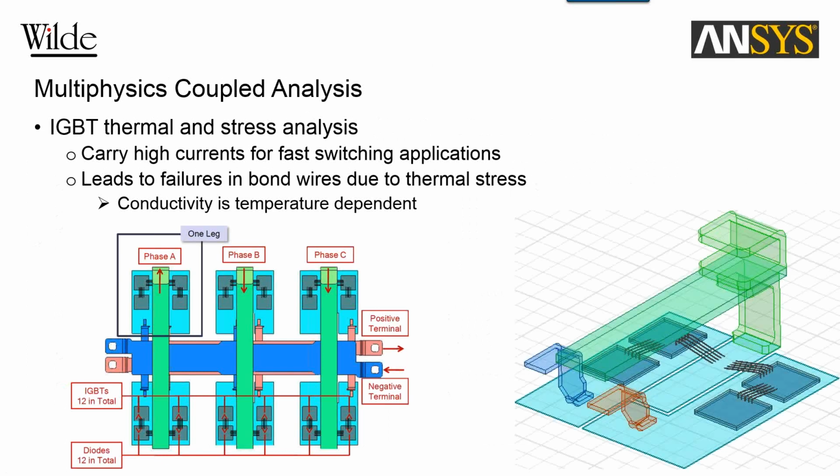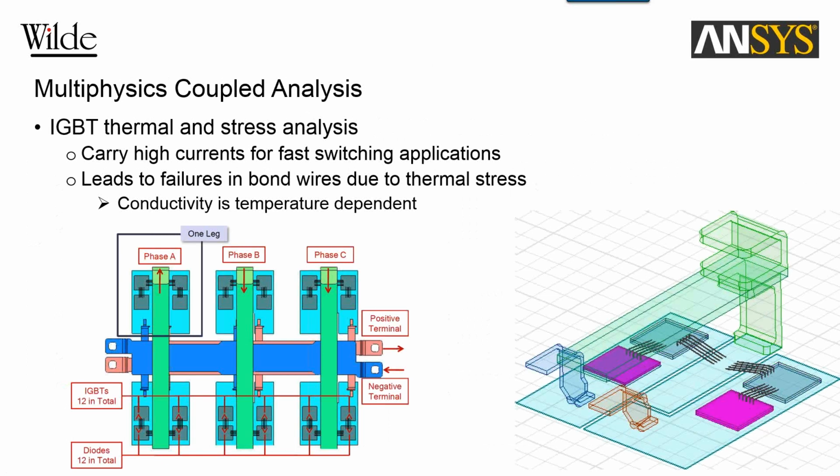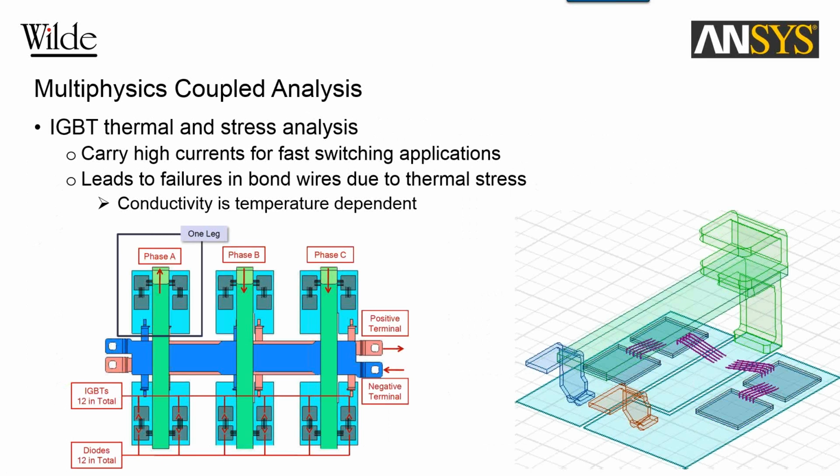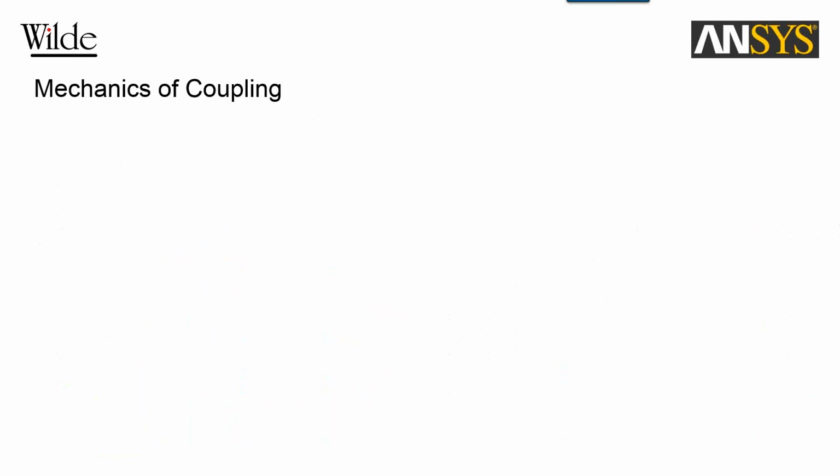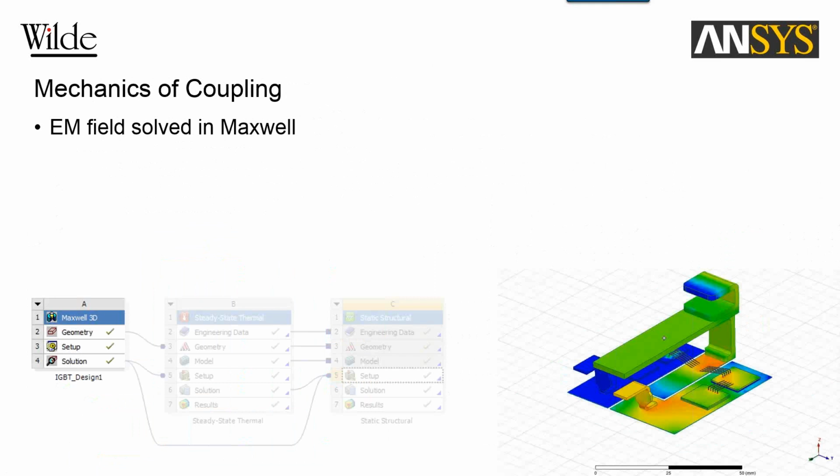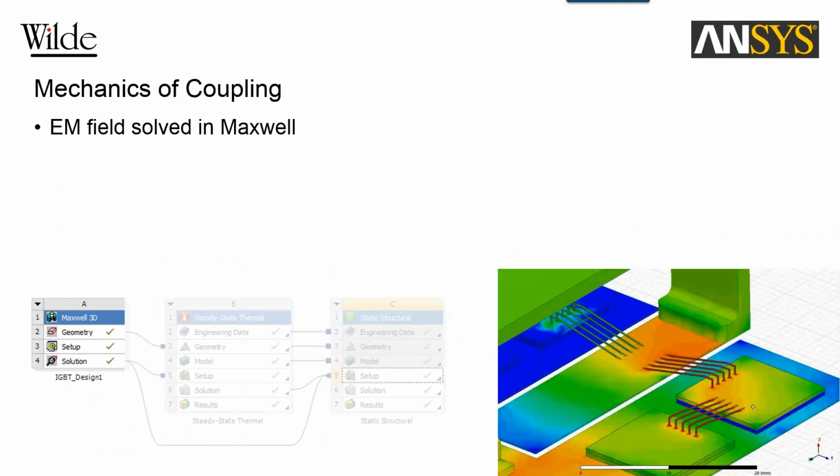So just to run through what's what in this model, we've got our terminals, we've got our diodes, we've got IGBTs, and we've got the bond wires, which we're interested in. Okay, so how does this actually work? We first solve the EM field within ANSYS Maxwell. And if you zoom into the current density contour plot, you can see the current density on the bond wires is at the maximum.